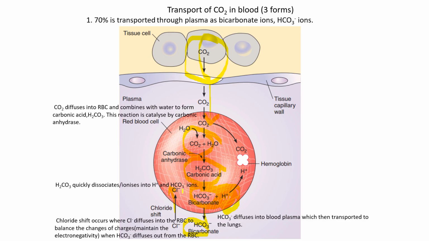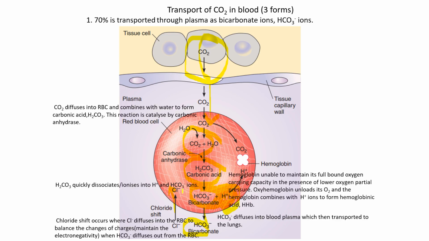After the diffusion of hydrogen carbonate ions into the blood plasma from the red blood cell, the hemoglobin inside the red blood cell is unable to maintain its full bound oxygen carrying capacity in the presence of lower oxygen partial pressure. So what happens? The oxyhemoglobin will unload its oxygen, and this hemoglobin will combine with the hydrogen ions to form hemoglobinic acid, HHb.